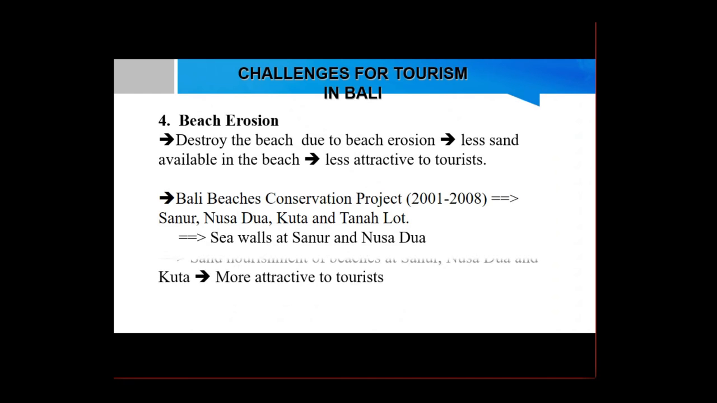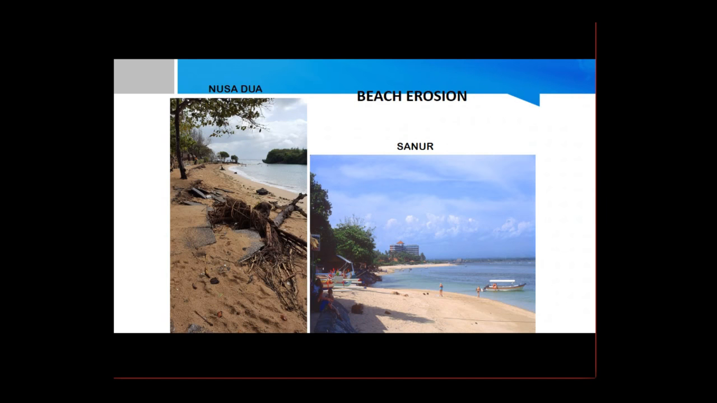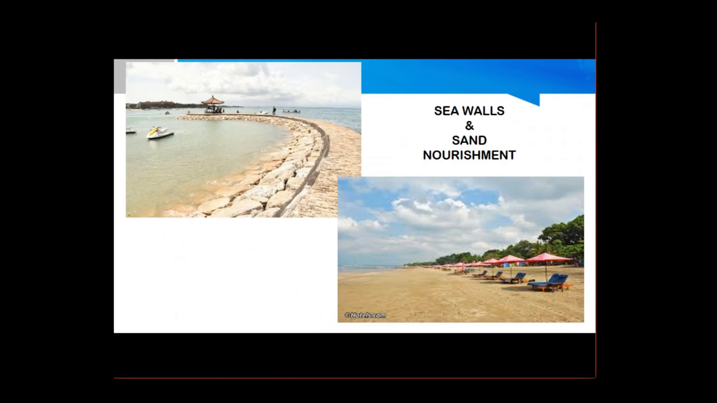And after that, beach erosion, the fourth type of challenge for tourism in Bali in terms of infrastructure and physical impact. Beach erosion destroys the beach and leaves less sand, and of course this reduces the attraction for the tourists. And of course there is the effort of the Bali beach conservation project in 2001 and 2008 at these four major tourist attraction beaches. They developed seawalls and sand nourishment in order to keep the main, of course, the capital, the attraction for the tourists coming to Bali. So these are the areas where beach erosion, seawalls and sand nourishment have been conducted.